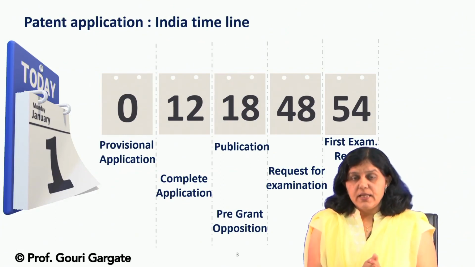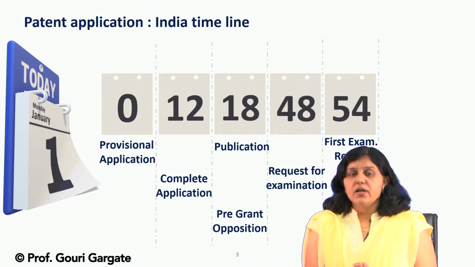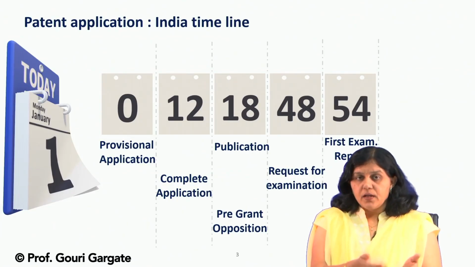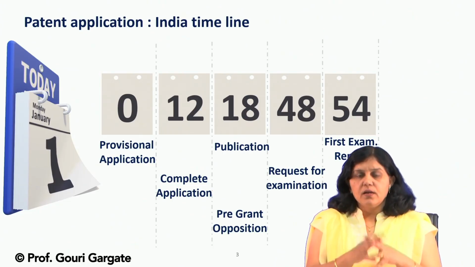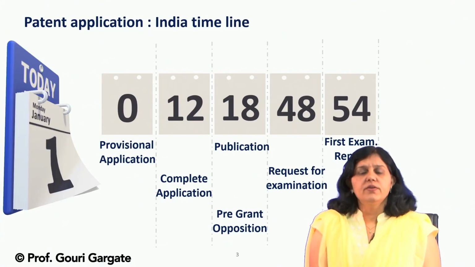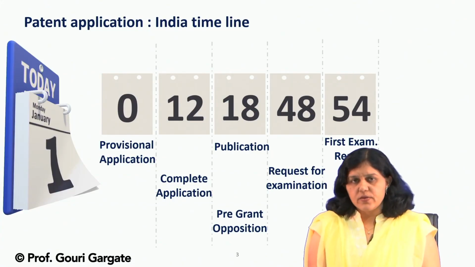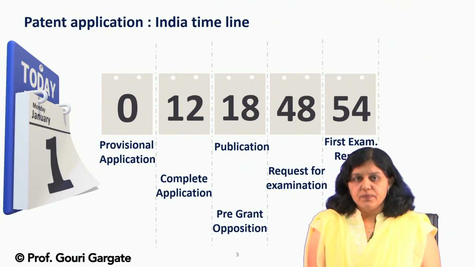So, considering that you have filed the complete specification, and along with the complete specification only, you have filed the request for examination, then the probability is that your patent examination will be there around the 54th month, plus or minus obviously. So, you may get the FER at the end of that 54th month.